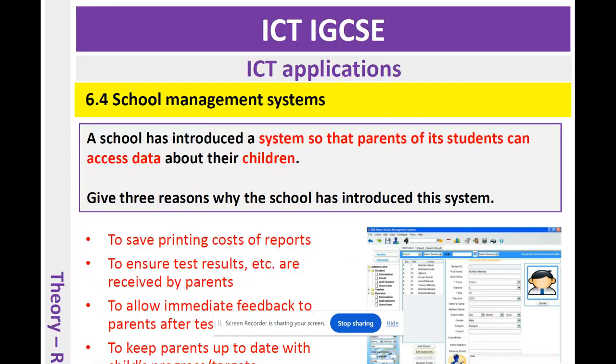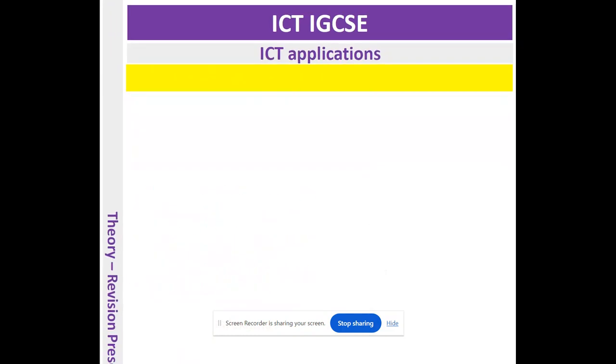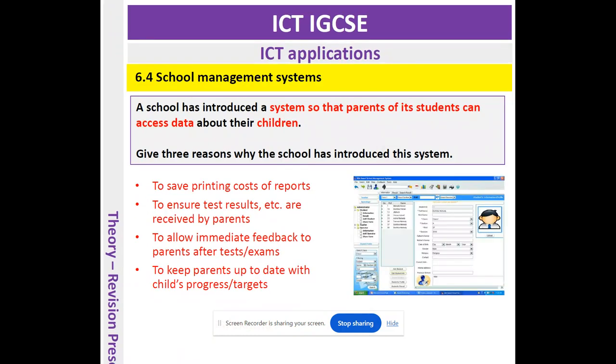Let's go to the next slide. So we've got some questions now which we're going to look at. A school has introduced a system so that parents of the students can access data about their children. Give 3 reasons why the school has introduced this system. So we've got lots of reasons here. To save printing costs of reports, as we mentioned. To ensure test results are received by parents. To allow immediate feedback to parents after tests and exams.